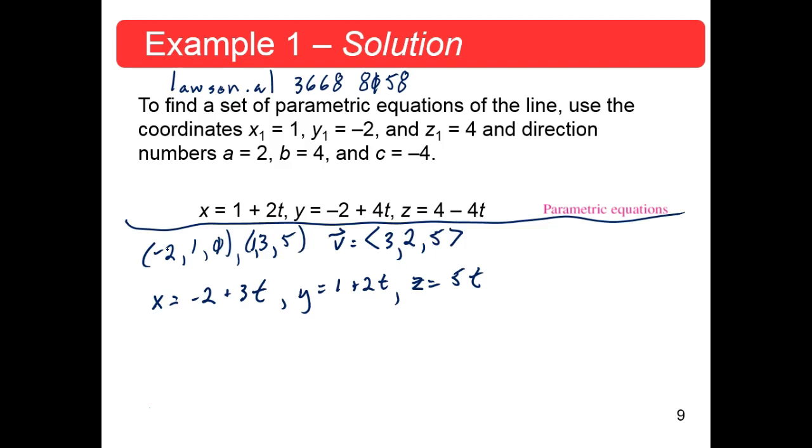Now, that is a set of parametric equations that represents the line that goes between these 2 points.